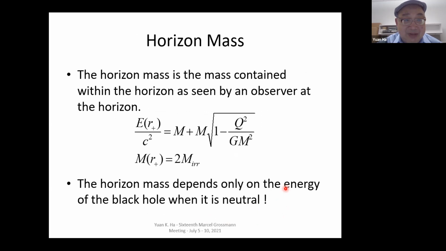Now, the horizon mass in this case is the mass contained within the horizon as seen by an observer at the horizon. It's given by this expression. And remarkably, when you compare this with the irreducible mass, it is simply twice the irreducible mass. And this means the horizon mass depends only on the energy of the black hole when it is neutral. So here we have the second case of the horizon mass theorem.